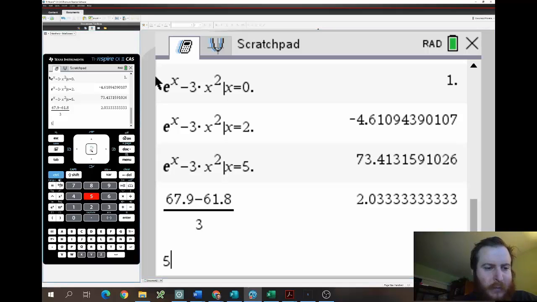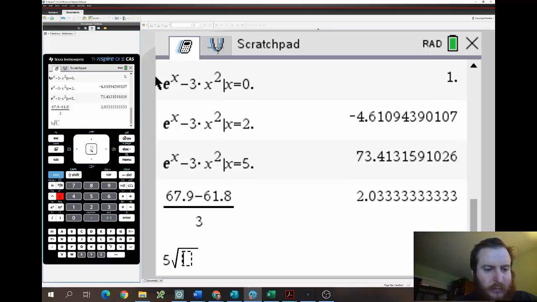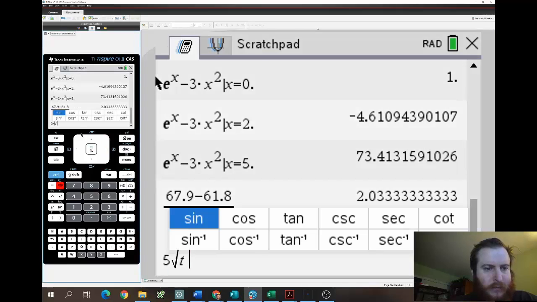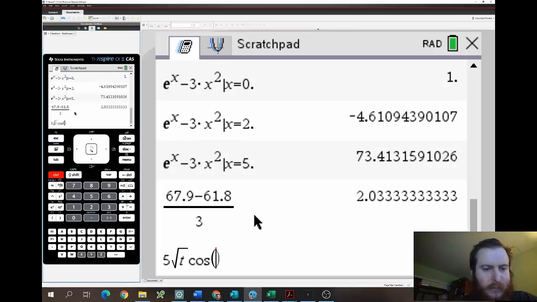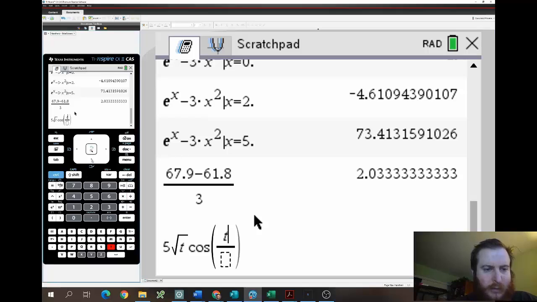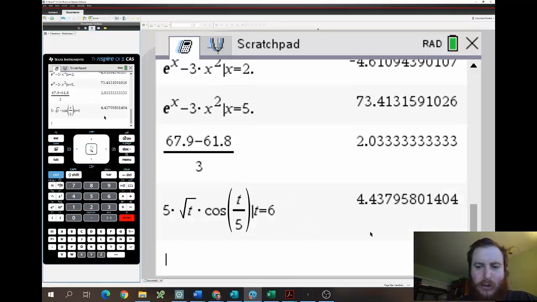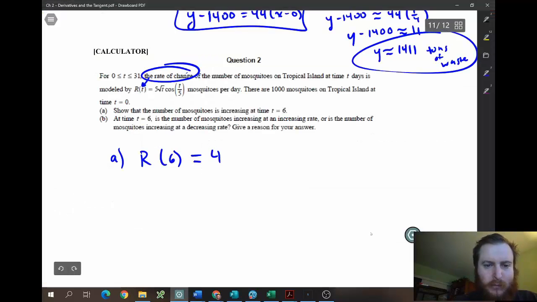So 5 square root of T times cosine of T over 5. It's also good practice when you're doing these to put a multiplication sign right there. And then we want to do at times 6. And then control enter to get a decimal. We get 4.4379. If we round that, 4.4380. And so that's greater than 0, so we're increasing.